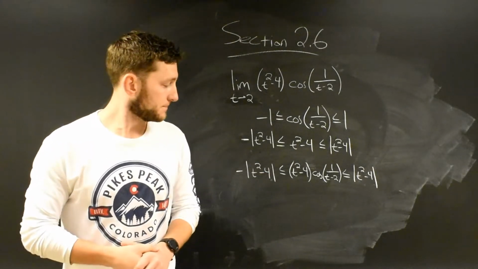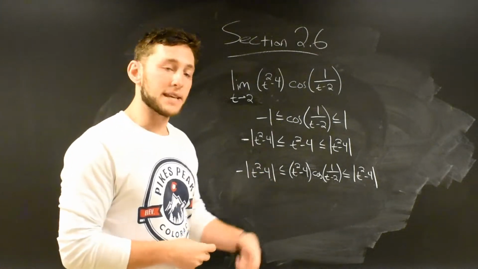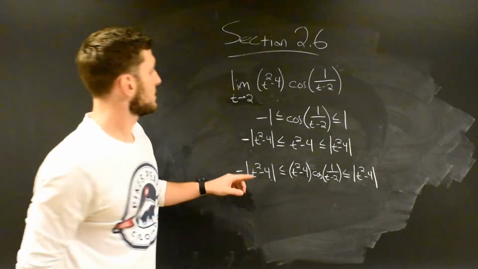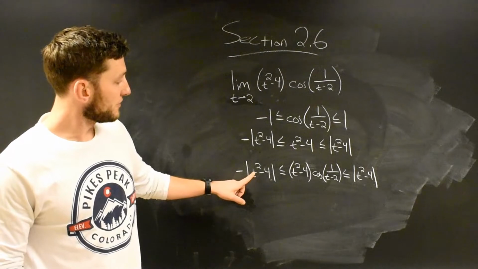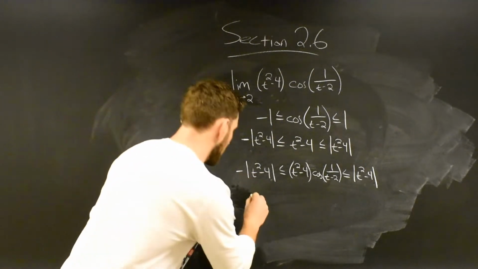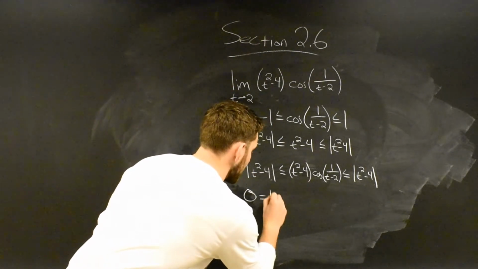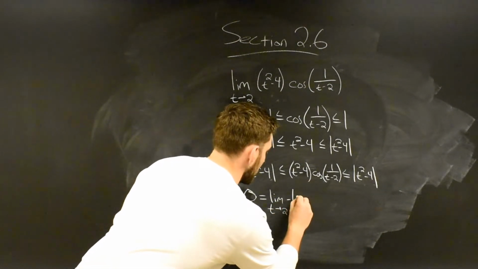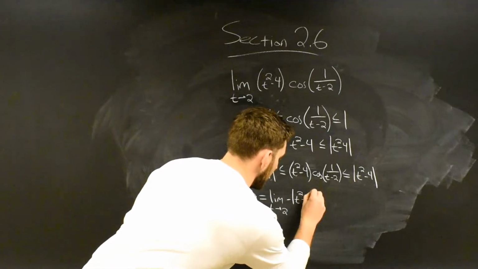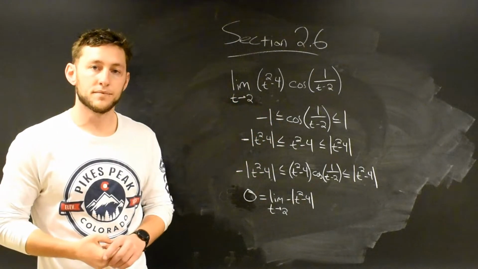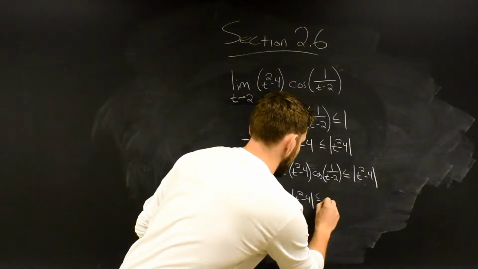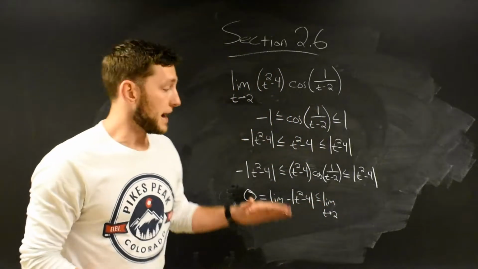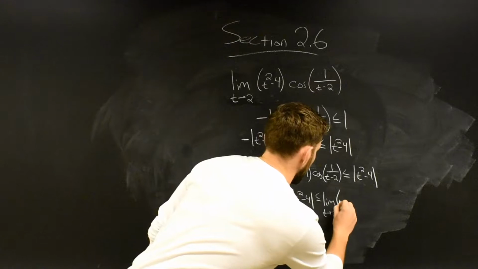Well, ultimately, if we take a limit on everything, we'll find that the limit as we approach 2 will give me 4 minus 4, which will give me 0. So 0 is the limit as t approaches 2 of the negative absolute value of t squared minus 4. Now this is definitely less than or equal to the limit as t approaches 2 of the middle guy just by this inequality line.